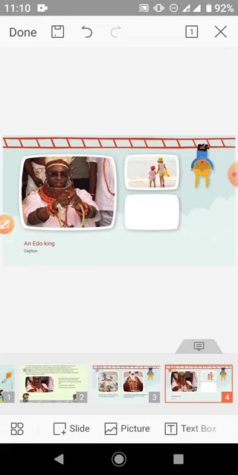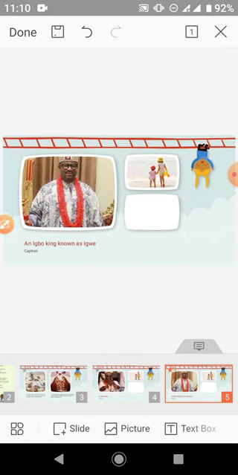All right, we move. This is an example of an Edo king. You can see lots of beads on his head, neck, and all around him. You can see beads. Okay, this is Igwe. These are Igbo kings. So you can see the way he's dressed, with his crown, with his staff, and of course, a very big set of beads around his neck.